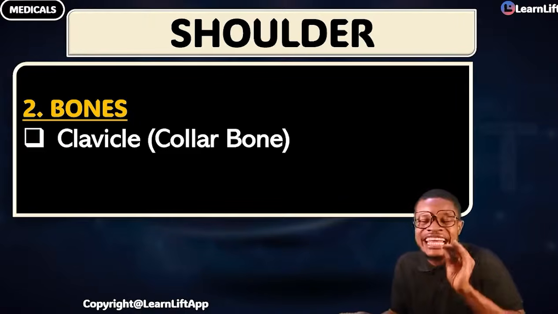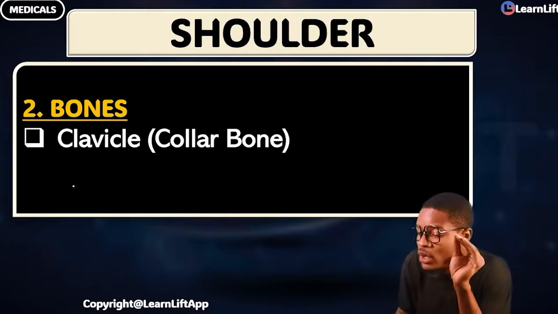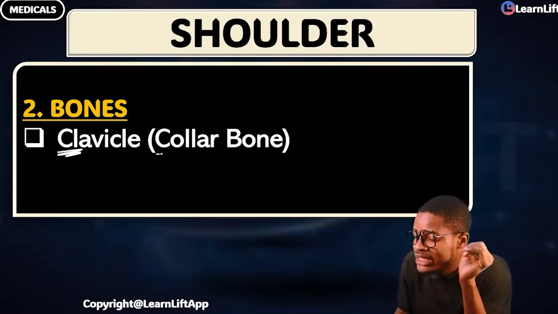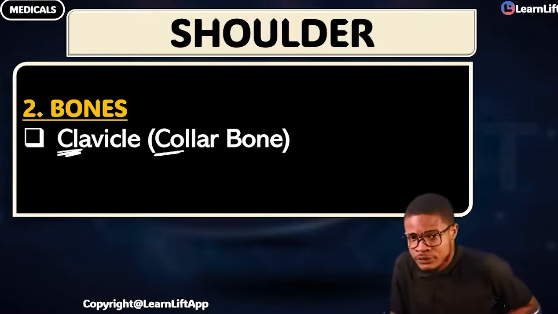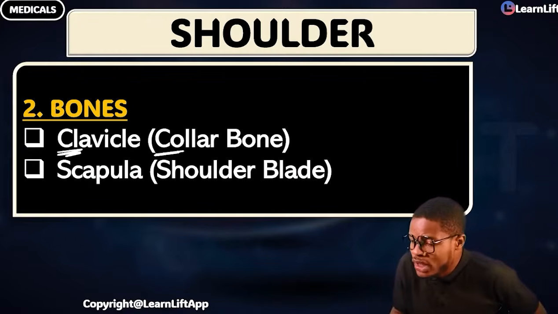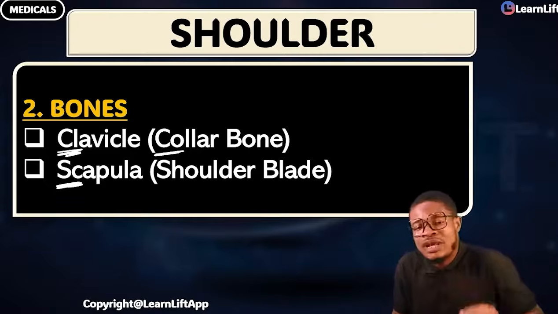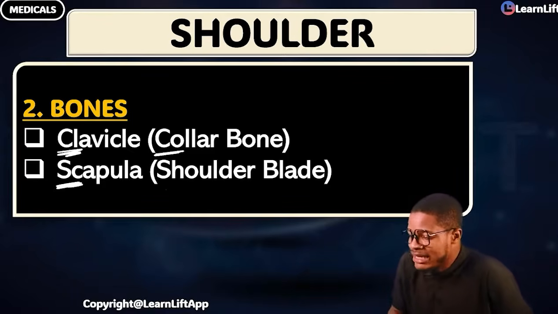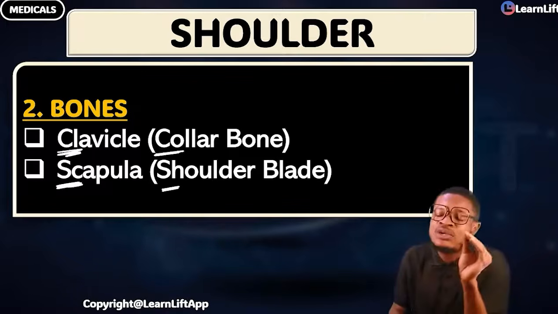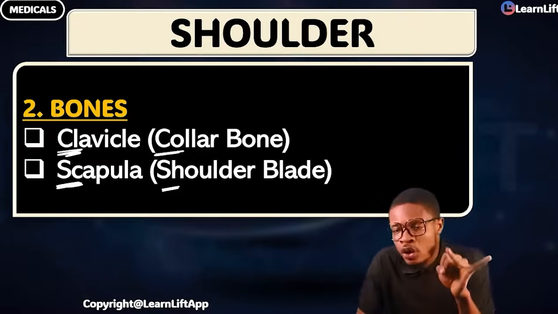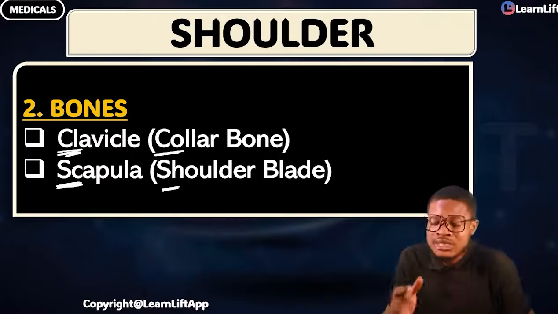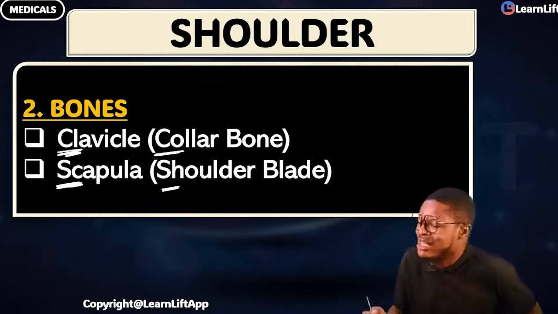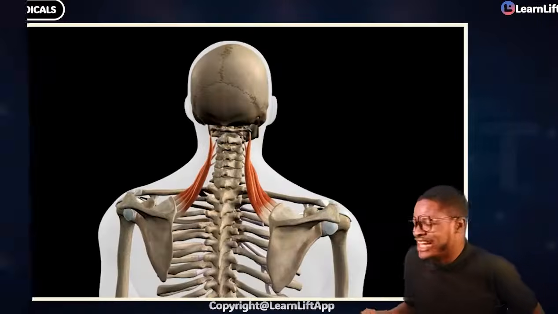Number 1 is called the clavicle. What is it called? Clavicle. C for clavicle, C for collarbone. So clavicle is also called collarbone. Number 2 is called the scapula. The scapula, S for scapula, S for shoulder blade. You either call it clavicle or the collarbone, or the scapula or the what? Shoulder blade. These are the 2 bones that you see in the shoulder region. Very fast, yeah, let's go.